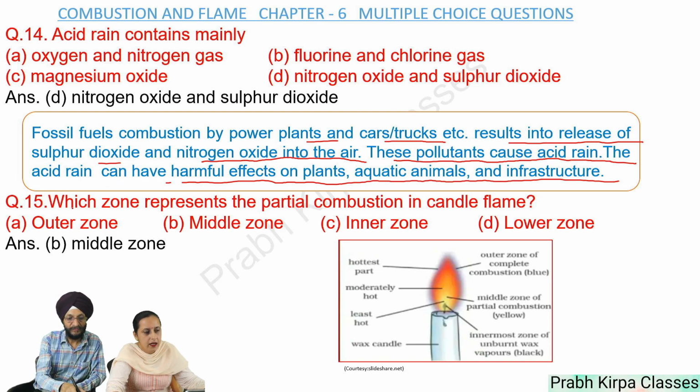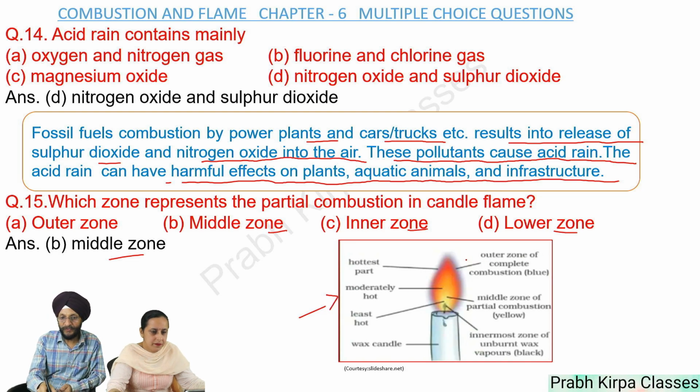Next question है, which zone represents the partial combustion in a candle flame? A. Outer zone, B. Middle zone, C. Inner zone, D. Lower zone. So the answer is middle zone. In this picture, you can see that there are three zones of the candle flame: outer zone, middle zone, and innermost zone. So far as partial combustion is concerned, it takes place in the middle zone.